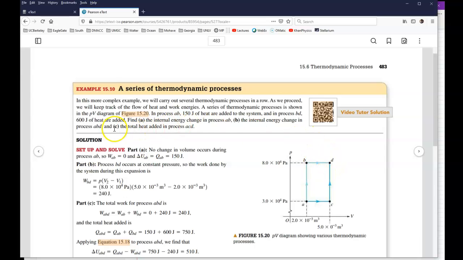And then C, he said, what is the total heat added to ACD? So he's going to go in this direction now. ACD. In other words, you want to get the total heat added, which means you want to get the Q from A to C and the Q from C to D. You see the plan? Okay. Let's see how we do this problem.